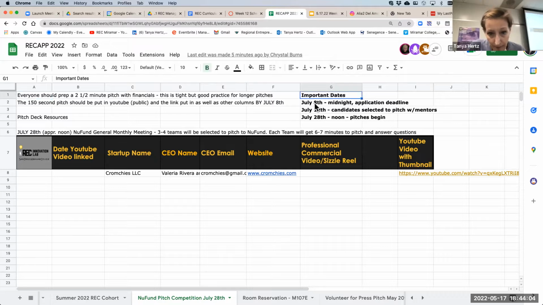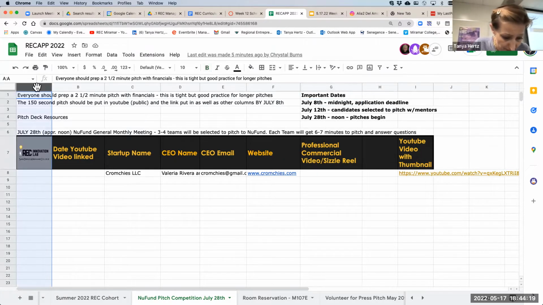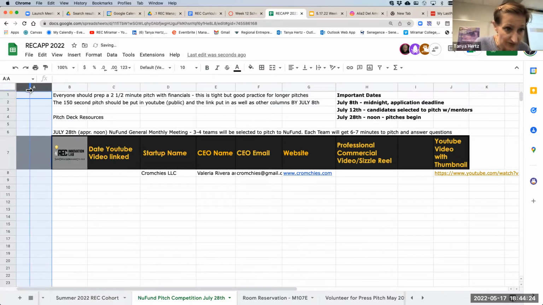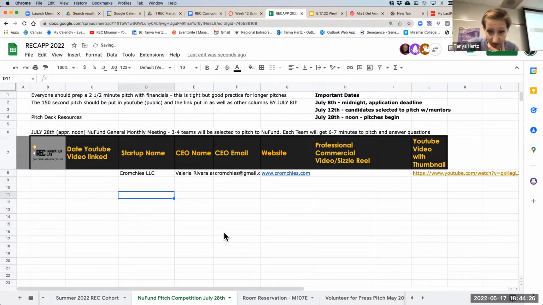There are some important dates listed here associated with that pitch presentation. The first is July 8th. That is when the application deadline closes, so by then you need to have all of this information filled out on the New Fund pitch competition sheet of your recap form, including your video. It says a YouTube video link.